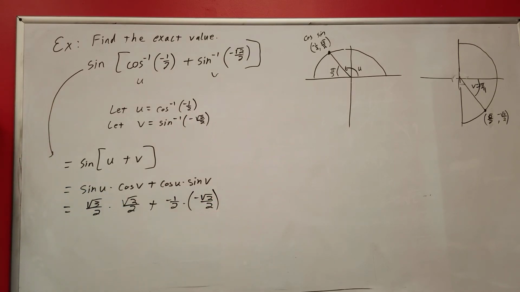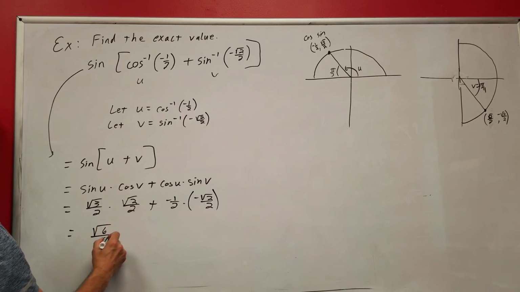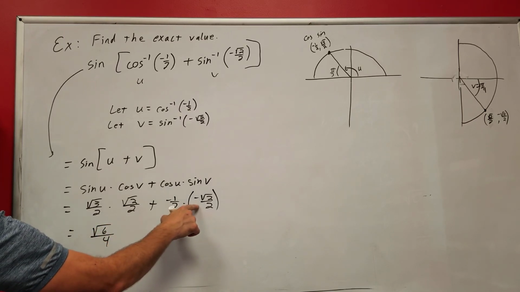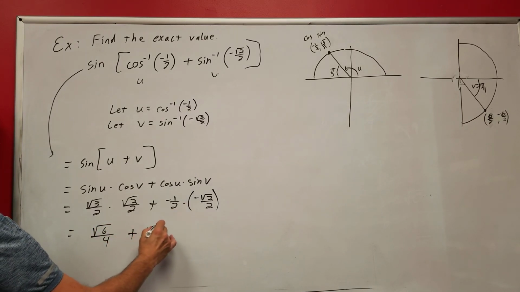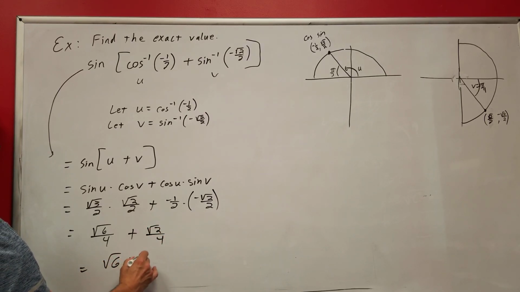And let's calculate. So this gives us √6/4. This will give us a plus, right? √2/4. What does that give me? √6 plus the √2 all over 4.